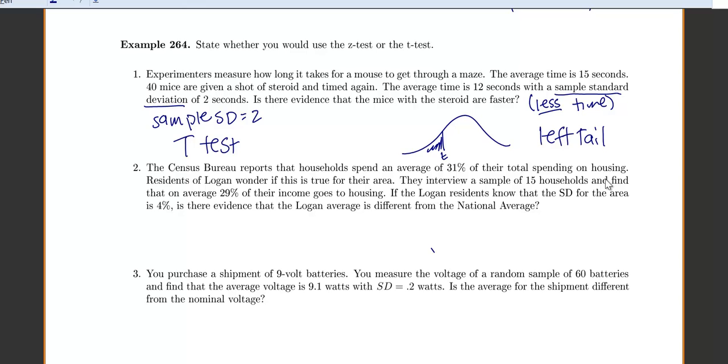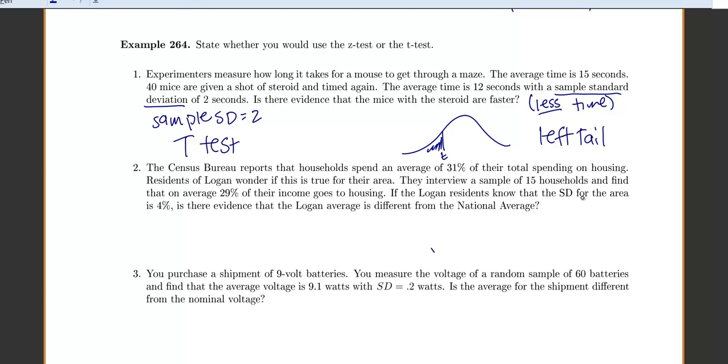Now number 2, the Census Bureau reports that households spend an average of 31% of their total spending on housing. Residents of Logan wonder if this is true for their area. They interview a sample of 15 households and find that on average 29% of their income goes to housing. If the Logan residents know that the SD for the area is 4%, is there evidence that the Logan average is different from the national average?